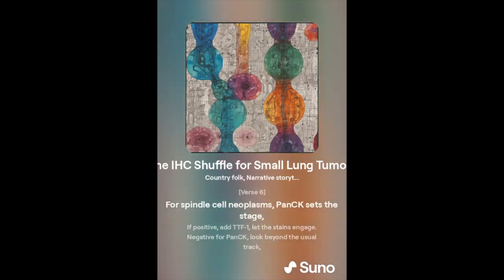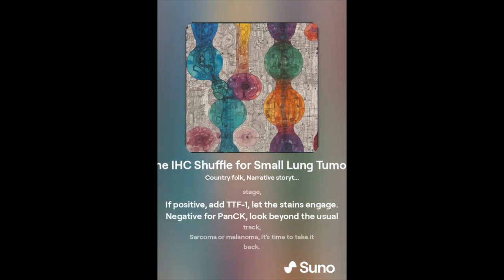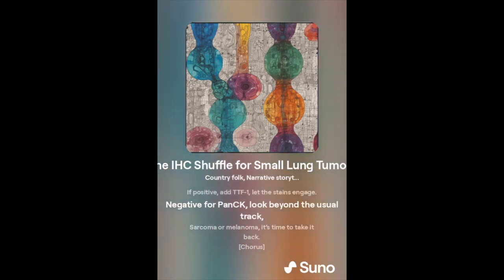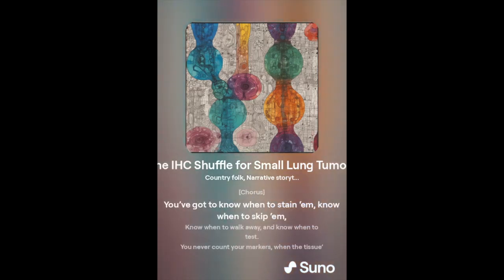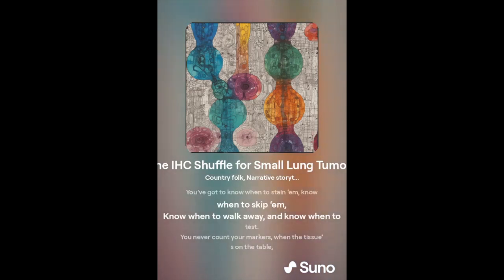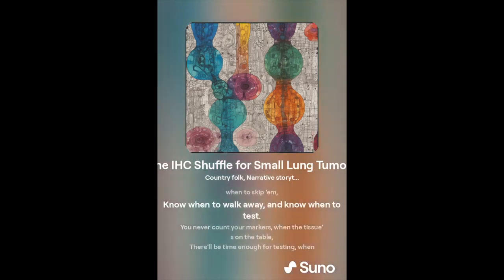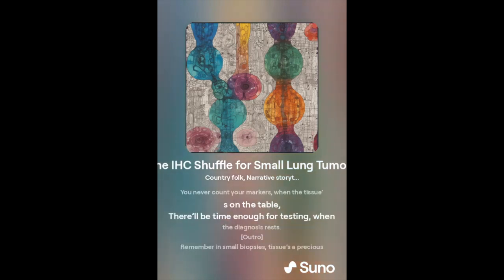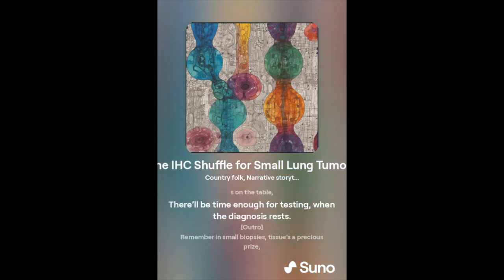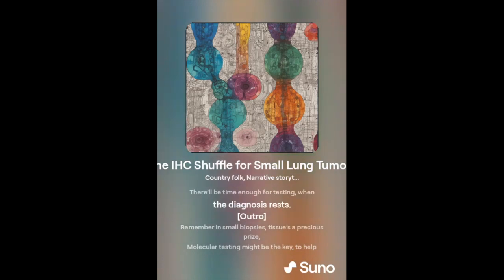For spindle cell neoplasms, PAC sets the stage. If positive at TTF1, let the stains engage. Negative for PAC, look beyond the usual track. Sarcoma or melanoma, it's time to take it back. You've got to know when to stain them, know when to skip them, know when to walk away, and know when to test. There'll be time enough for testing when the diagnosis rests.